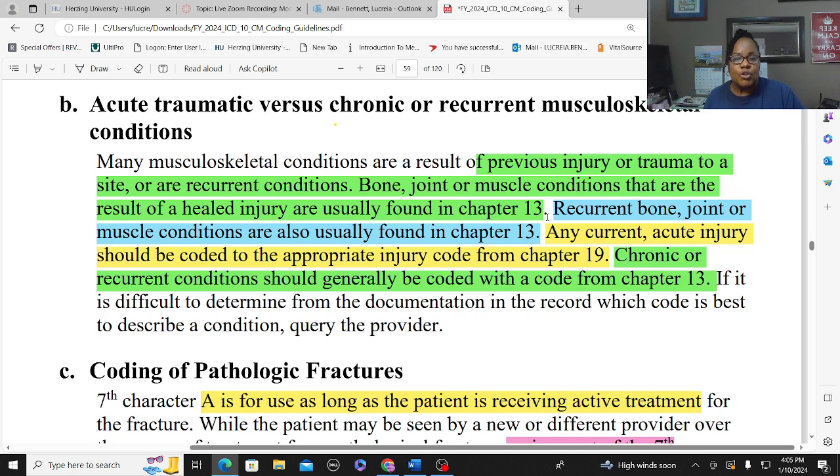Recurrent bone, joint, or muscle conditions are also usually found in chapter 13. Any current or an acute injury should be coded to the appropriate injury code from chapter 19. Chronic or recurrent conditions should generally be coded with the code from chapter 13. So if it's difficult to determine from the documentation in the record which code is best to describe a condition, then query the provider. But just keep in mind, old or reoccurrent, chapter 13, but a new injury or a new condition is chapter 19.